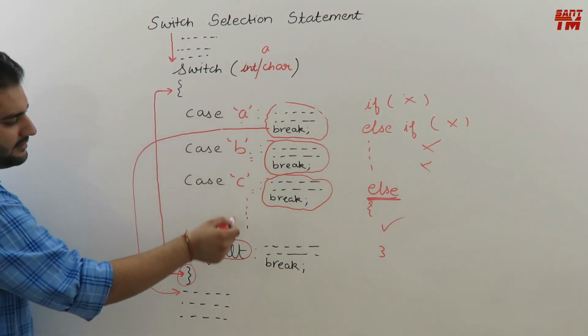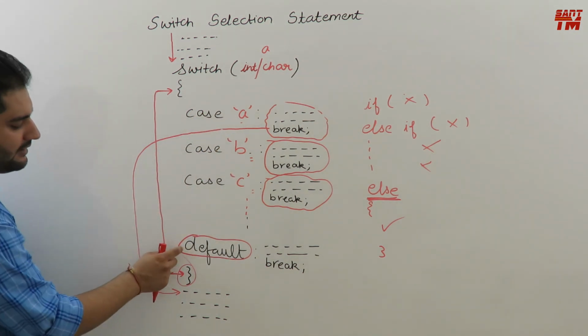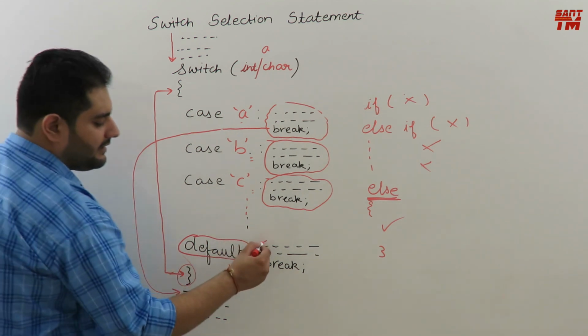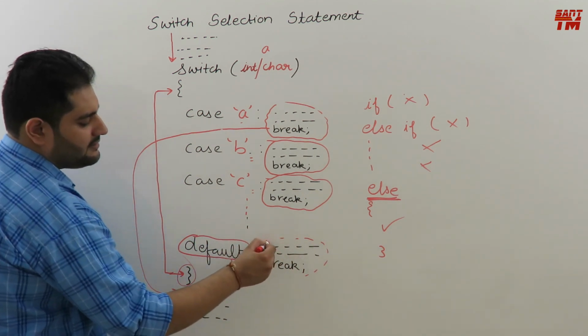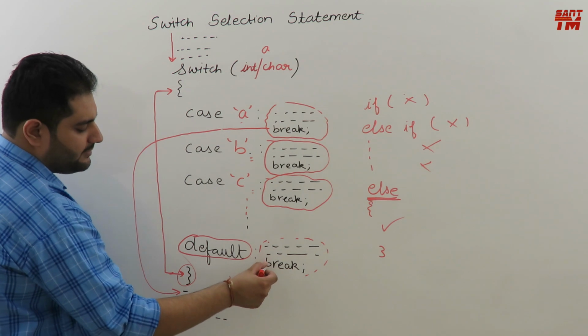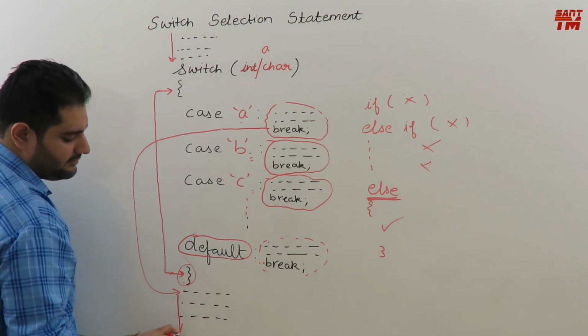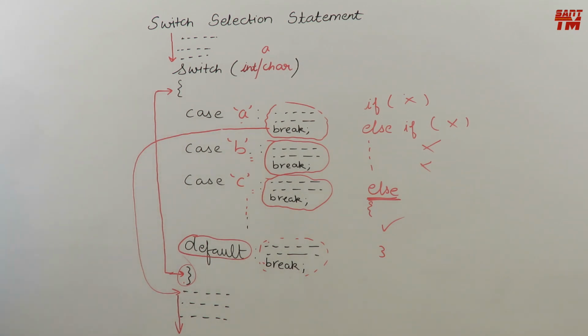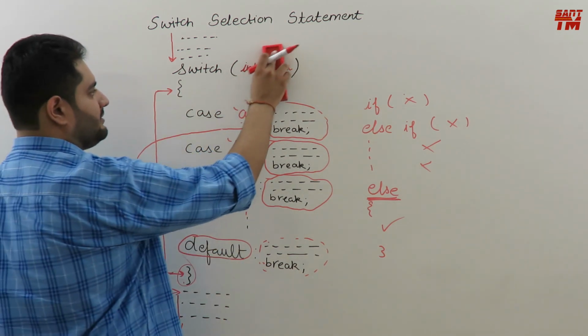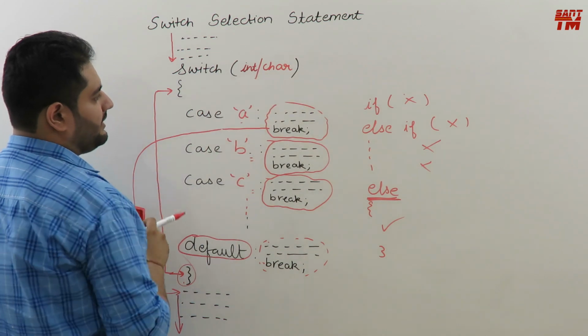Similarly, if no case in between satisfies, the default case will get satisfied and it will get executed. After executing its statement, the last statement is break. This break will take us out of the switch case, that is to this statement, and the program will resume normally. Okay, and the main thing you have to note is that it can have either only integer or character.